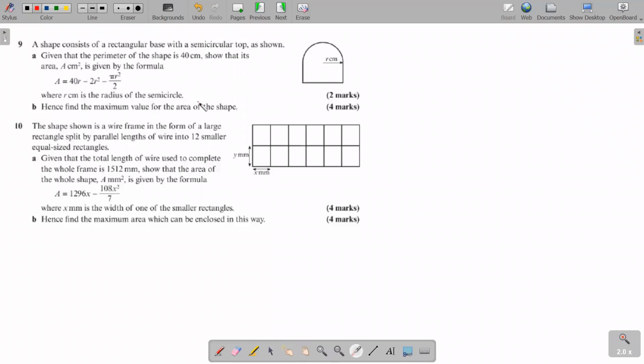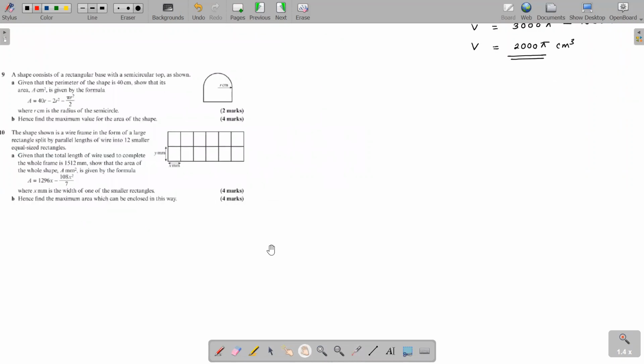Okay, now let's move on to question number 9. A shape consists of a rectangular base with a semicircular top as shown. Given that the perimeter of the shape is 40, show that its area A square centimeter is given by this formula. Okay, so the thing is to get the formula again. It relates what? Area and perimeter. So all you have to do is to make two equations relating its area and its perimeter.